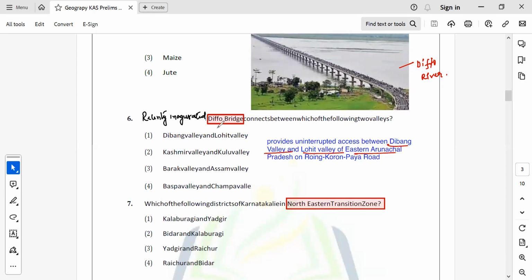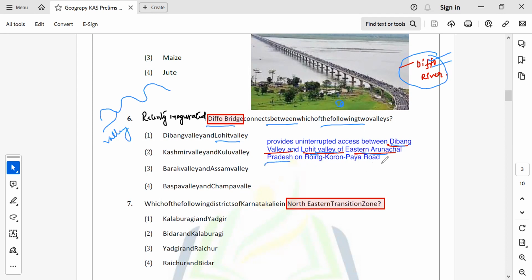Recently inaugurated Dibang Bridge connects which of the following two valleys? See, valleys, I think you might be understanding. These are valleys where a river will be flowing. The name of this river is Dibang River, and this part is one part of the valley, and the other part is another part of the valley. So they are asking which two valleys it connects. Dibang Valley and Lohit Valley, which are located in Arunachal Pradesh, providing uninterrupted access between the Dibang Valley and the Lohit Valley of eastern Arunachal Pradesh.